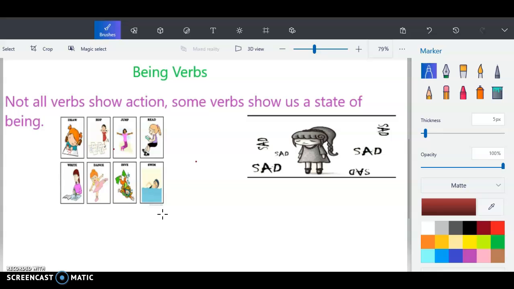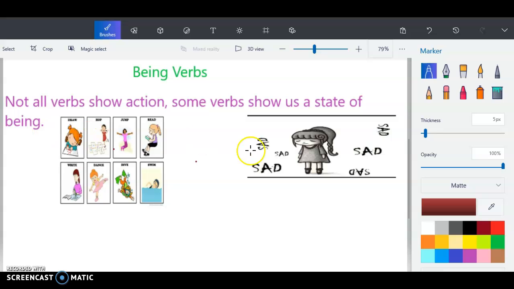Now we know what action verbs are. Action verbs are things like draw, hop, jump, read, write, dance, dive, swim. Action verbs are things that we can do. But not all verbs show action. Some verbs show us a state of being. It tells us how the person is, what they are, the state that they're in.